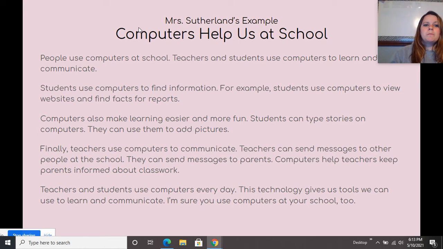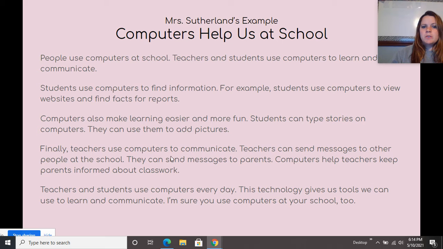Okay, so computers help us at school. People use computers at school. Teachers and students use computers to learn and communicate. Students use computers to find information. For example, students use computers to view websites and find facts for reports. Computers also make learning easier and more fun. Students can type stories on computers. They can use them to add pictures.